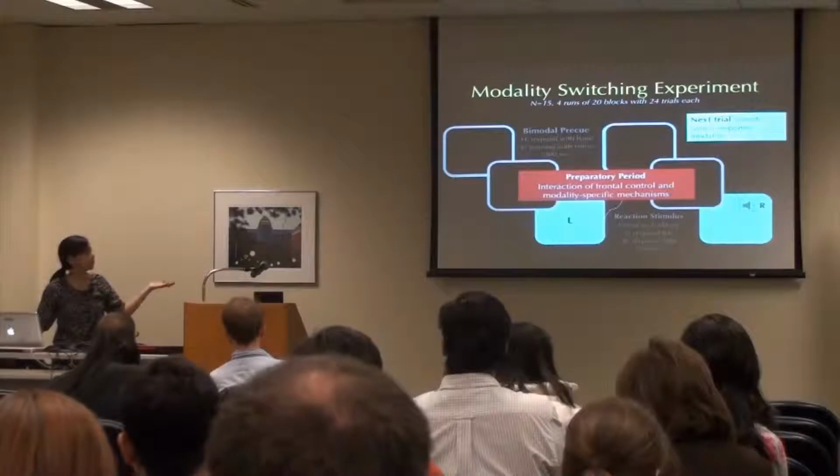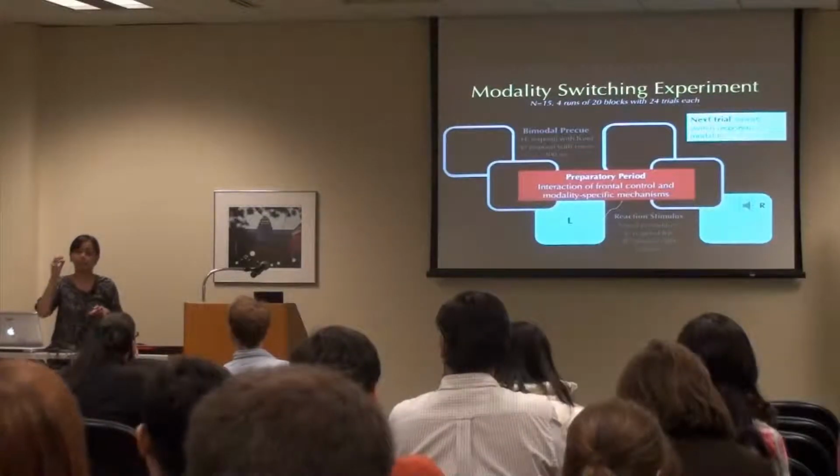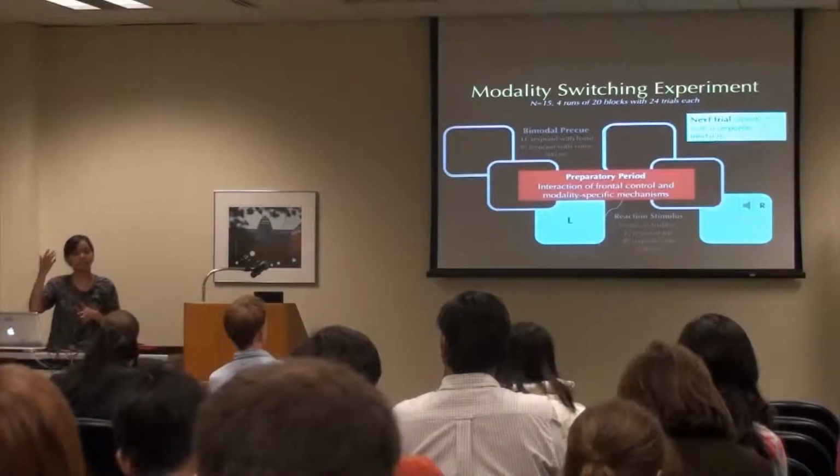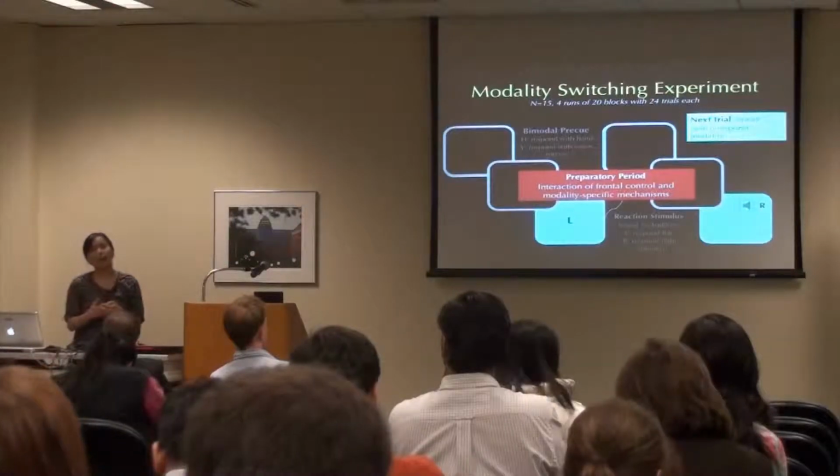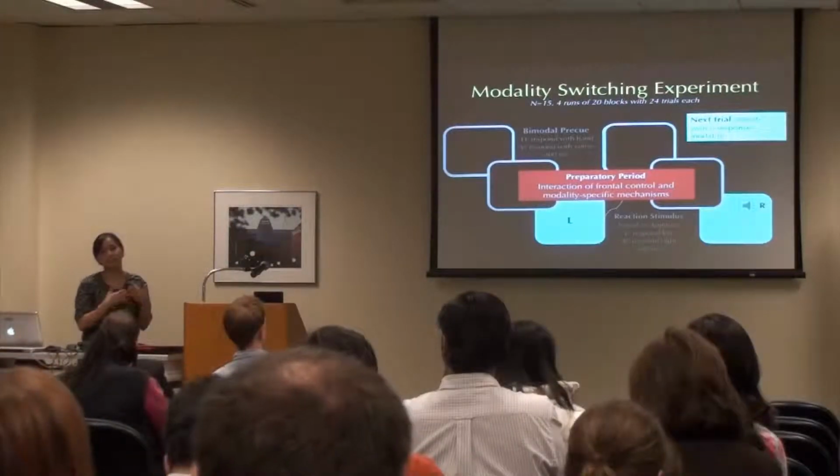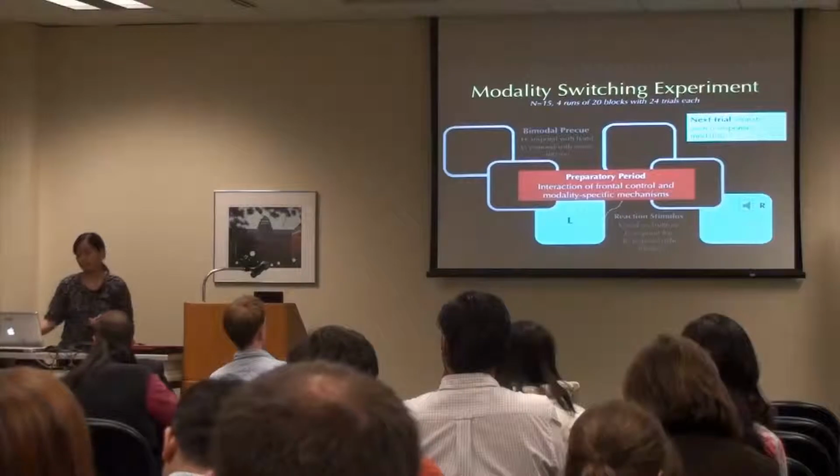And what we're most interested in is the interaction of these control mechanisms that we think is instantiated in frontal cortex, and how they modulate the mechanisms in those regions that are important for actually doing the task.